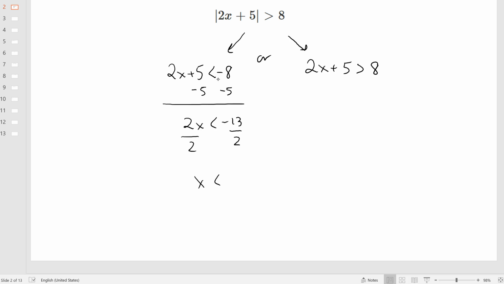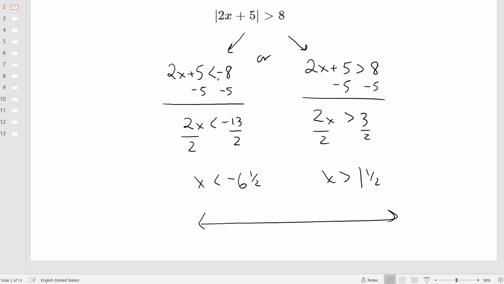We're looking at, let's see, 2 goes into 13 6 times with a half left over, so we're looking at -6.5. And on this one, we subtract 5 from both sides, which gets you 3. Dividing by 2, 2 goes into 3 once, so 1.5. So at -6.5, we have a parenthesis going off to the left. At a positive 1 1/2, we have a parenthesis going off to the right.